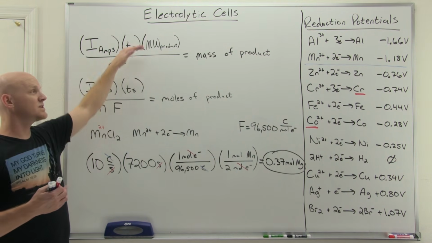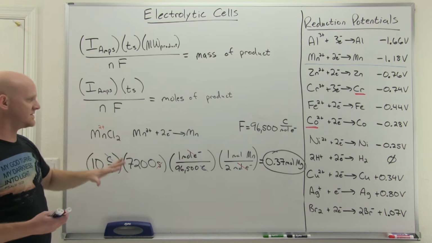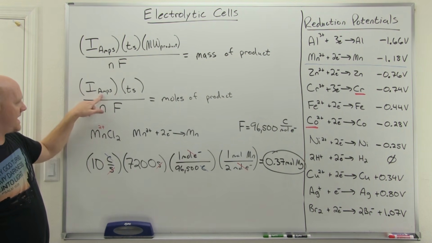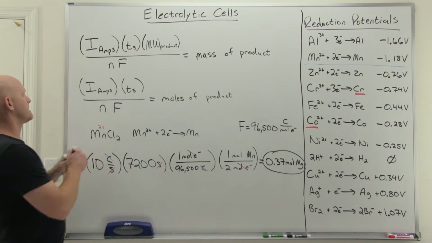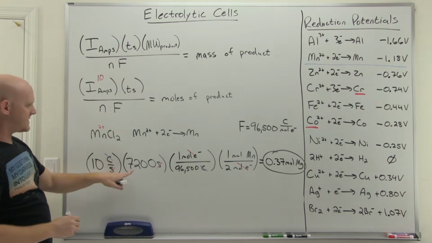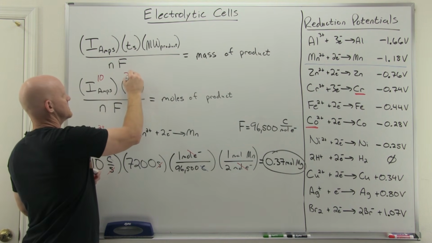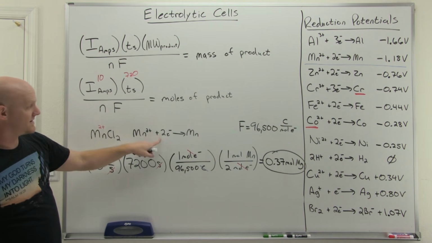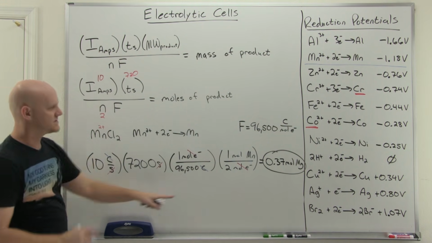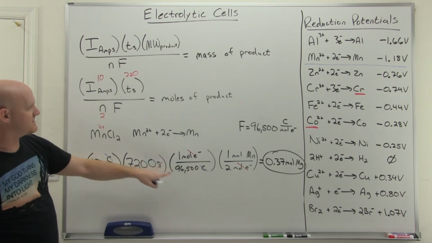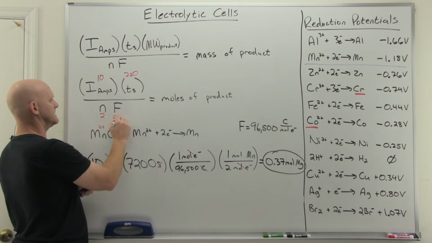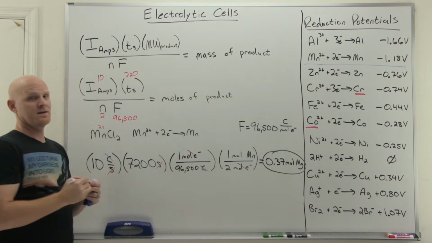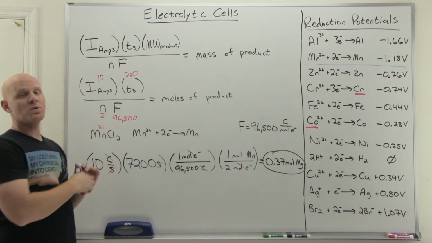But if you want to use these two equations, you've got to memorize them, but you can kind of see why it would have worked. We would have just taken the amps, 10 amps right there. We would multiply by the time in seconds, which was 7,200. We would have divided by the number of moles of electrons transferred, 2 right there, just like we divided by 2 there. And then we would divide it by Faraday's constant, just like we did right here. And it would have been a very mindless way of calculating this out.